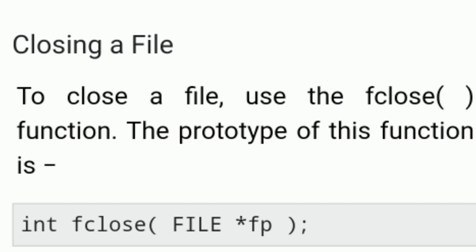What is closing a file? To close the file, use the fclose function. The prototype of this function is int fclose(FILE *fp). The fclose() function returns 0 on success or EOF if there is an error in closing the file.